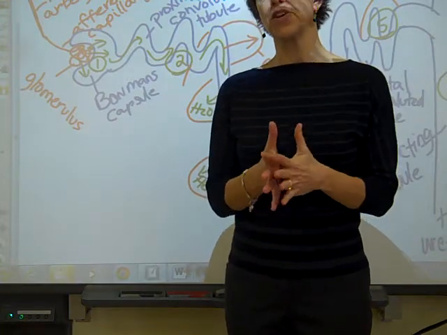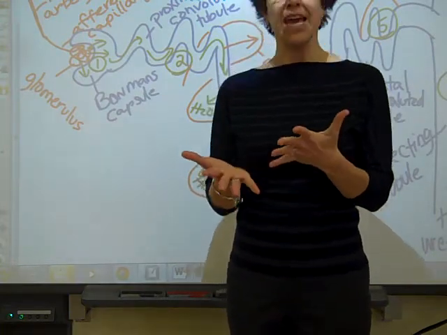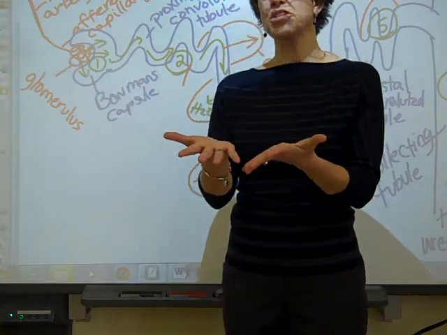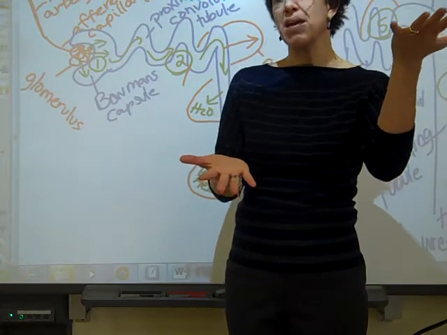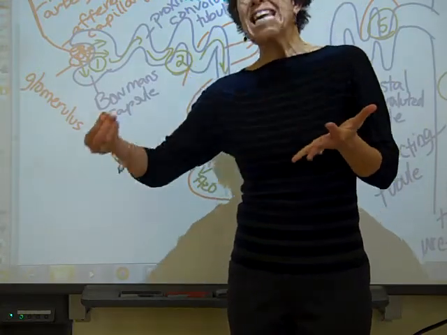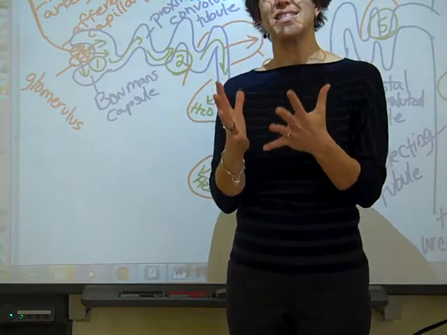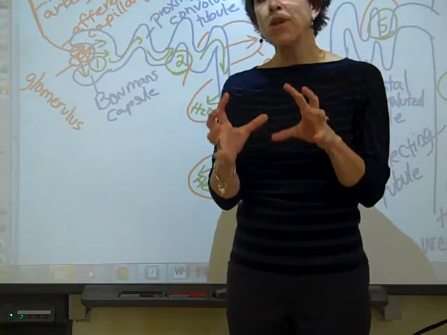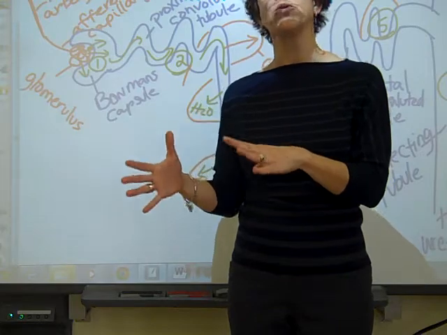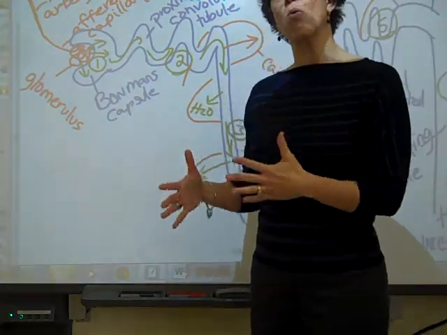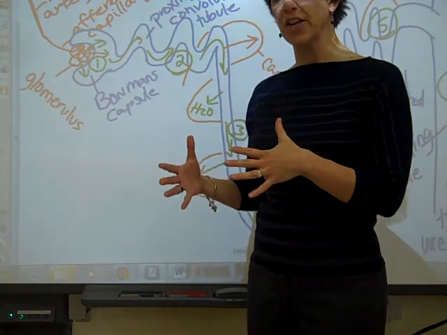It's also a chance for your body to balance everything. If it has too much water, get rid of some of the water. If it has too much sodium, get rid of some of the sodium. If it doesn't have enough water, keep some of the water. Anything that might be out of balance, this is a chance to maintain a good homeostatic level of fluids in your blood. So each kidney has about 1 million of these nephron structures.